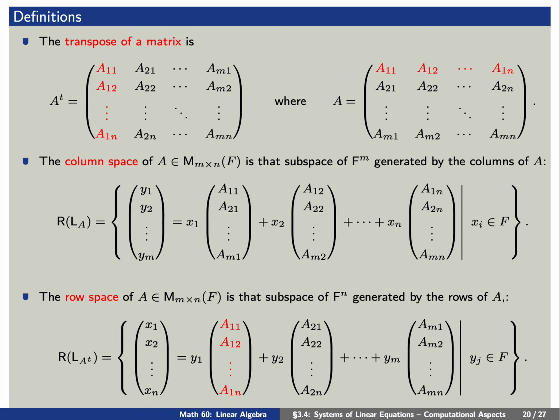Here we've placed in red one of the first columns that you'll see in our space, A11, A12 through A1n. This is the first column of our matrix A transpose that you can see at the upper left of your screen. Of course, because this is the first column of A transpose, this also corresponds to the first row of A. You can see this in red at the upper right of your screen.